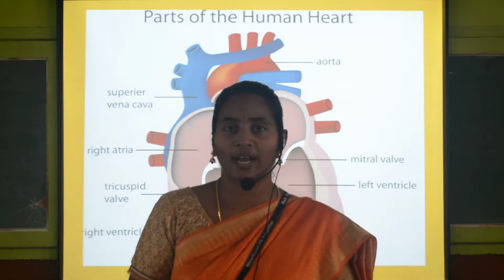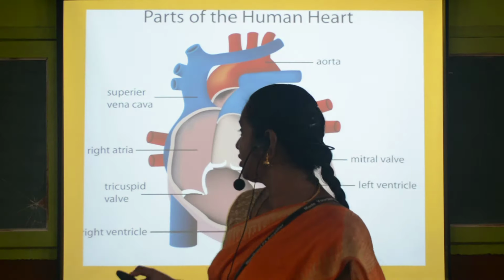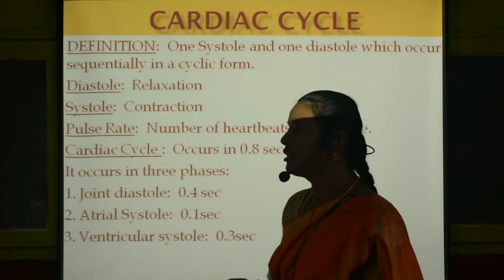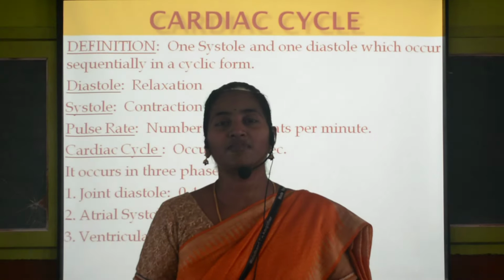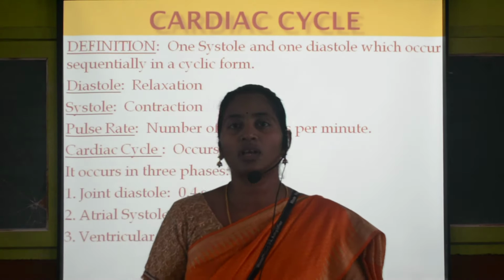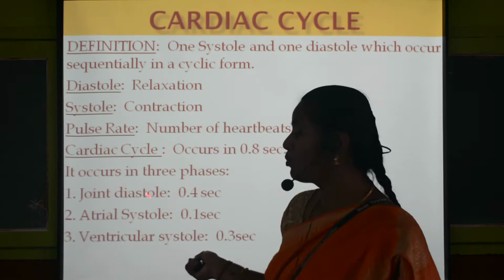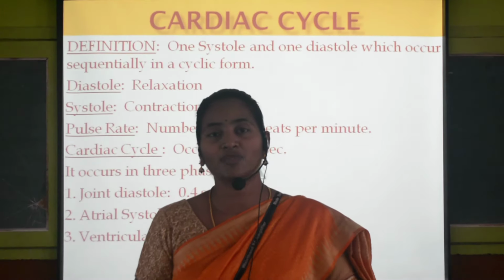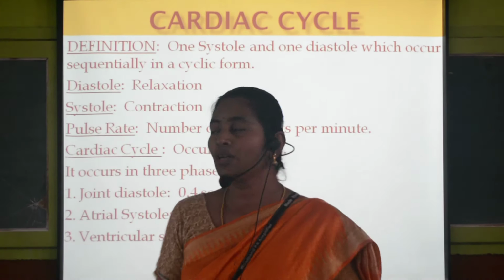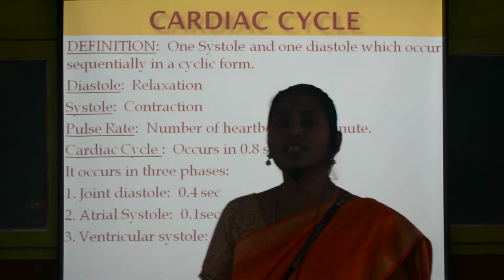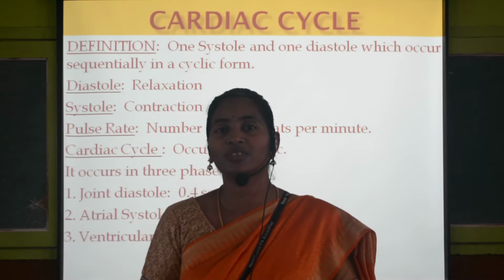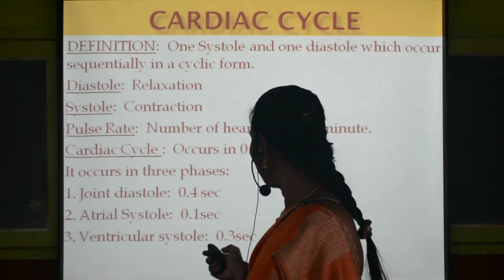First one is the joint diastole, which takes place in 0.4 seconds, and the second phase is the atrial systole, which takes place in 0.1 second, and the last phase is the ventricular systole. It takes place in 0.3 seconds. Clearly understood, children? Now we will go deeply into the topic.